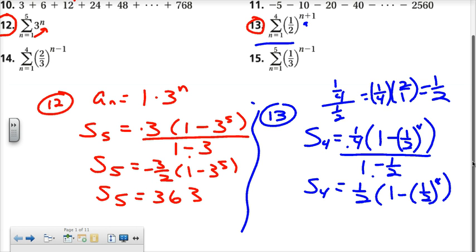So get this all punched in. 1 minus 1/2 to the 4th power, and then that answer times 1/2. And let the calculator convert that back into a fraction for you. So the sum of those 4 terms will be 15/32.